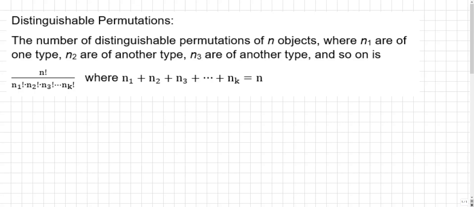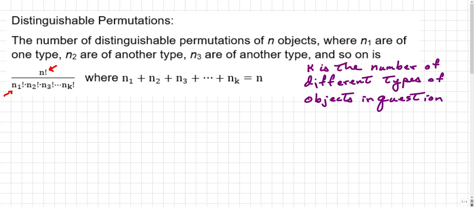We're going to talk quickly about distinguishable permutations. The number of distinguishable permutations of n objects, where n sub 1 are of one type, n sub 2 are of another type, n sub 3 are of another, and so on, is given by the following formula, where I have n factorial in the numerator, and in the denominator I have n sub 1 factorial times n sub 2 factorial times n sub 3 factorial times all the way out to n sub k factorial, where k is going to represent the number of different types of objects in the grouping.